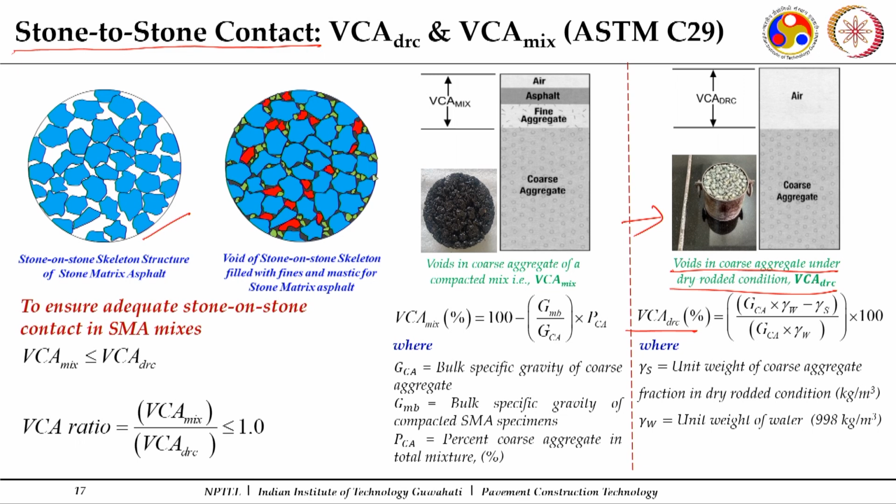Now I will add the binder to it, and I will prepare a mix. So when I prepare a mix, I can work out what is the percentage of fine, asphalt, and the air which is there. If this percentage is less than the voids in dry rodded condition, then I can expect a good amount of stone to stone contact, and this is what is ensured in this particular specimen.